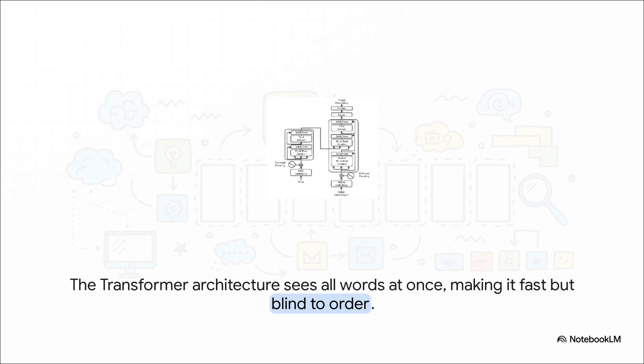See, older models, they read a sentence one word at a time, left to right. But the transformer? It looks at every single word at the exact same time. This parallel processing is crazy fast, but it has this one giant side effect. It basically sees a sentence as just a big bag of words, with no clue what came first.